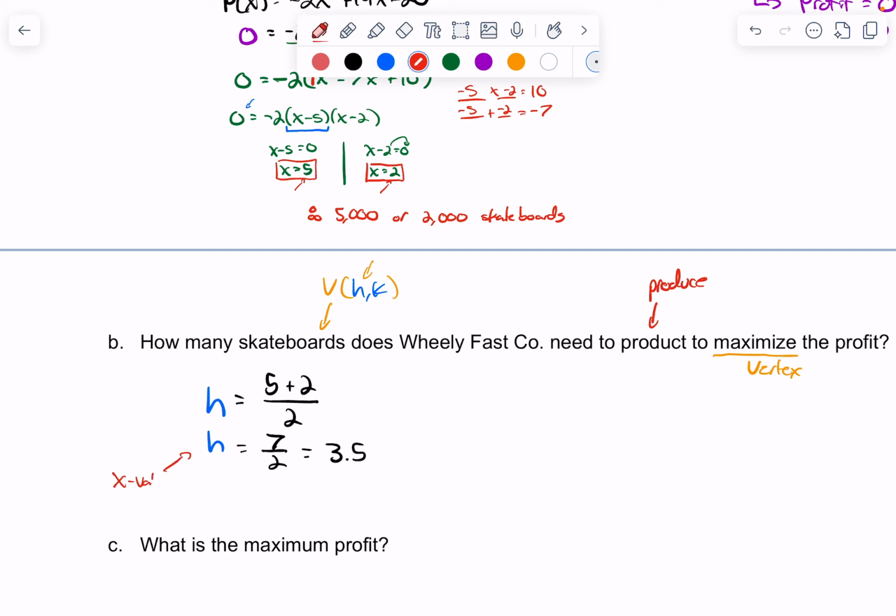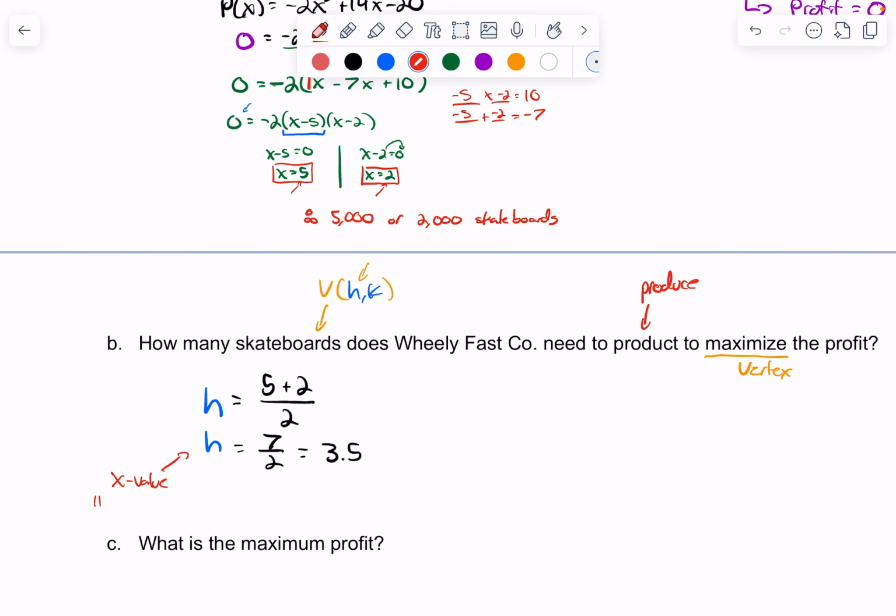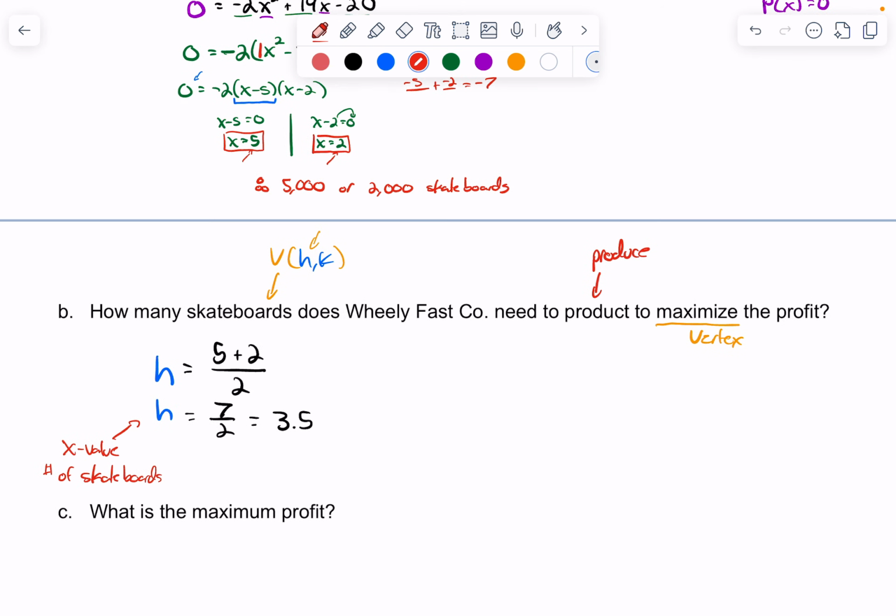It is the x value of our vertex, but in the context of this problem, because it's an x value, it is also the number of skateboards. That's what it represents. So that means we will have a vertex when the number of skateboards is 3.5. Or, how many needs to produce? Therefore, Wheelie Fast Co., WFC, needs 3,500, okay, not 3.5, 3,500 skateboards to maximize profit.